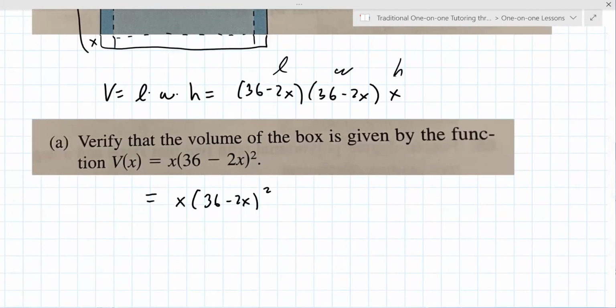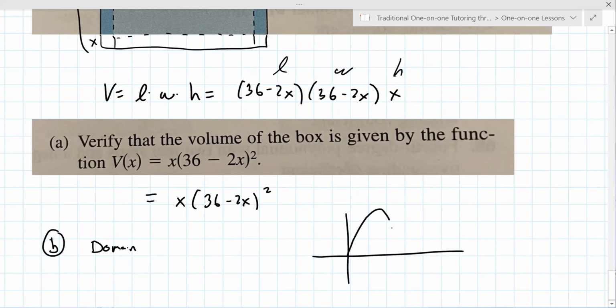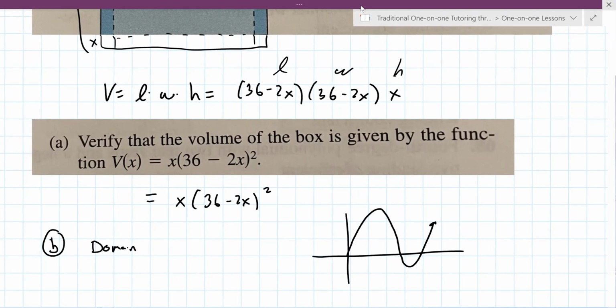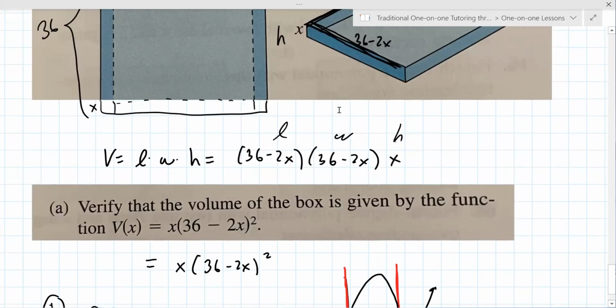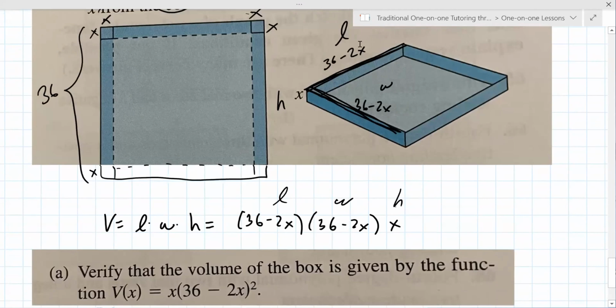Determine the domain of the function V. You're like, well, why would I care about the domain? So when you graph this thing, it looks something like this, like it goes up. I think it comes back up again, but what you only care about is this window here. Basically what you're trying to say is, how big can X be so that this thing doesn't overlap on itself? Let's just say X is 10.